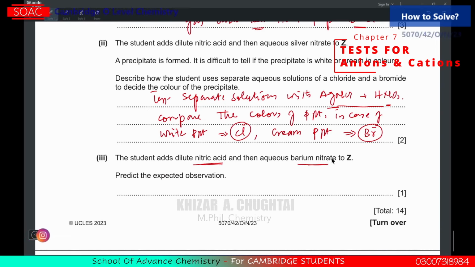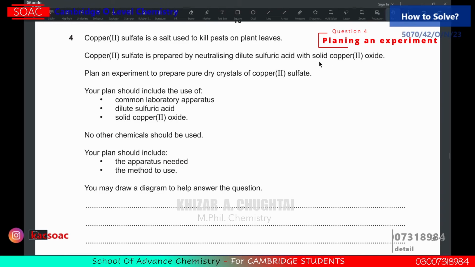Question number 4. Copper 2 sulfate is a salt used to kill pests on plant leaves. Copper 2 sulfate is prepared by neutralizing dilute sulfuric acid with solid copper 2 oxide. Plan an experiment to prepare pure dry crystals of copper 2 sulfate. Your plan should include the use of common laboratory apparatus, dilute sulfuric acid, and solid copper 2 oxide. No other chemical should be used. Your plan should include number 1, apparatus needed, and number 2, method to be used. You may draw a diagram to help answer the question.